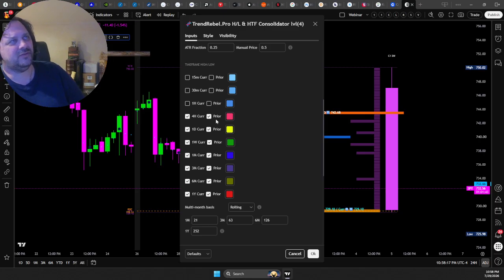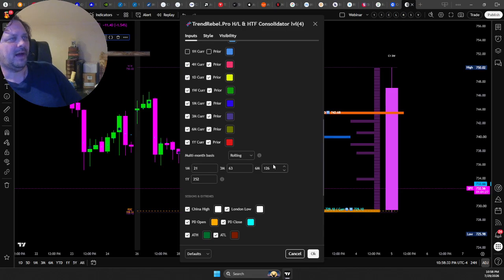Why this gets interesting is you can use these lower time frame high lows when you're scalping on a 1-minute chart, really zoomed in, or if you're trading longer higher swings, you won't need any of those. You can turn those off and stick to the higher time frames, and you can cut it down to whatever makes the most sense to you.